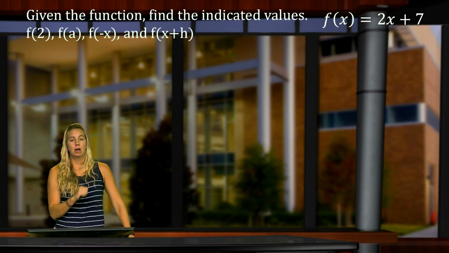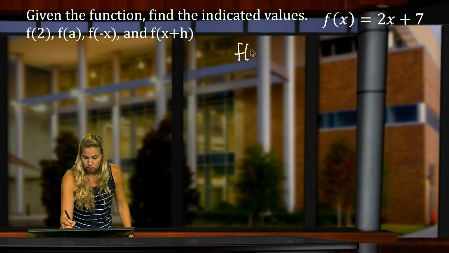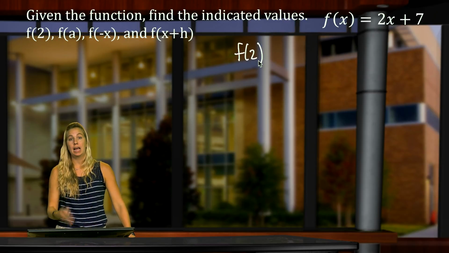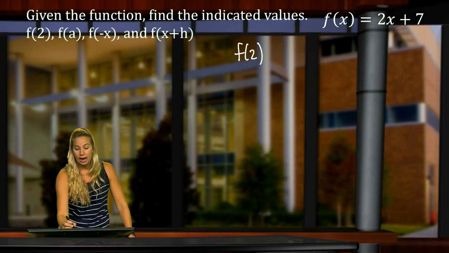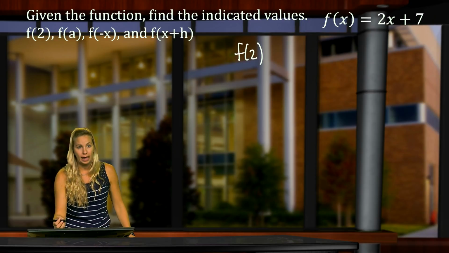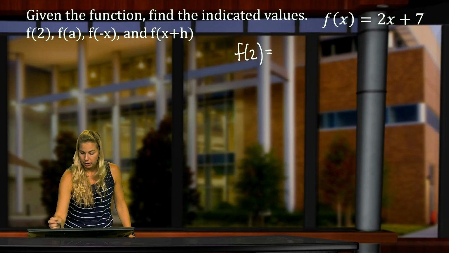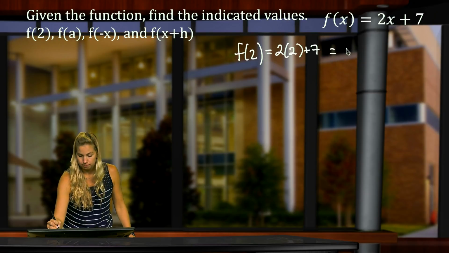All right, so function notation. Remember this f of 2, this is not f times 2. Our context is indicating that this is function notation and that 2 represents our input. It's what we're going to plug into x. So plugging 2 in for x, this is 2 times 2 plus 7, or 4 plus 7, which is 11.